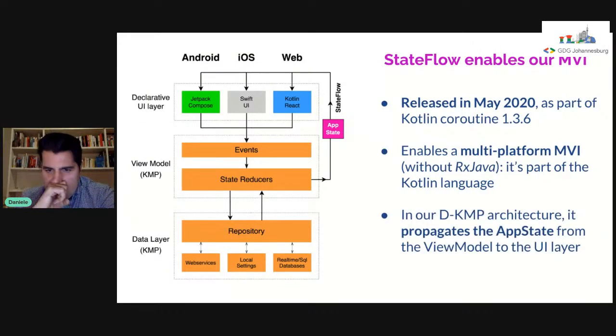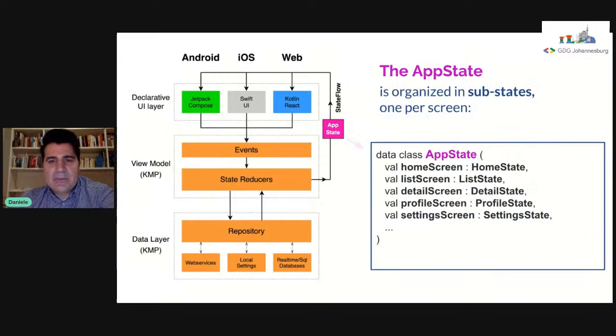And in our D-KMP architecture, StateFlow is able to propagate the app state from the view model to the UI layer. You can see also from the diagram here that StateFlow is reported. StateFlow is able to propagate this app state from the view model to the UI layer. And this is actually its role, its function. So it's an observer, you can define it as an observer as well.